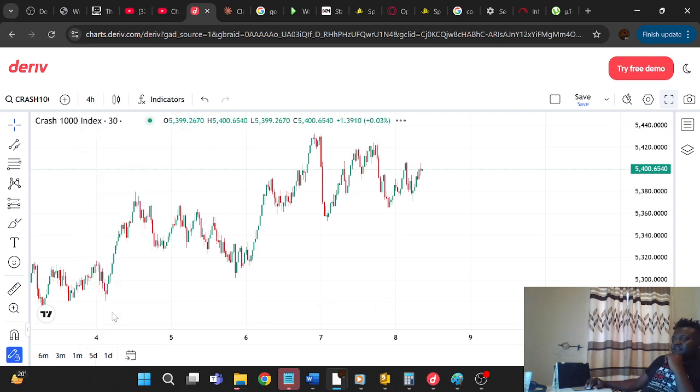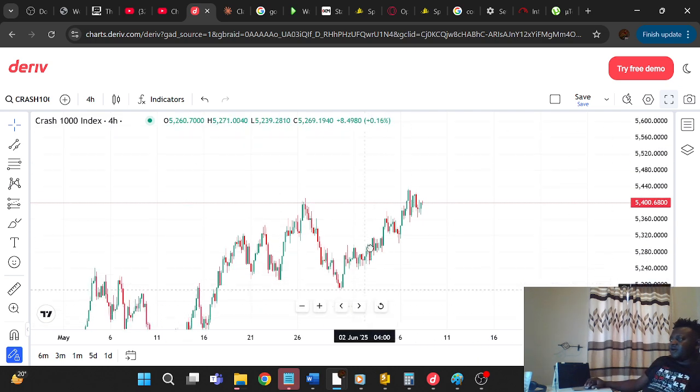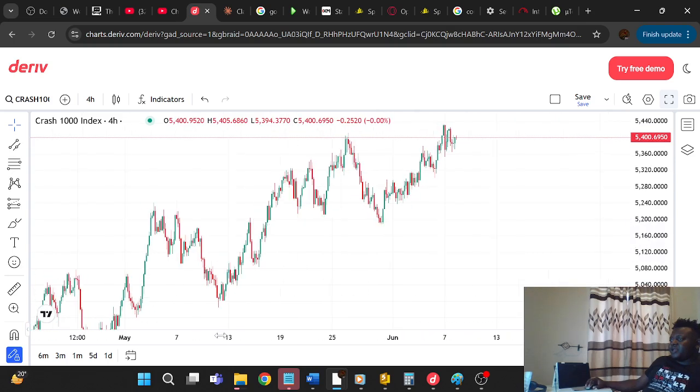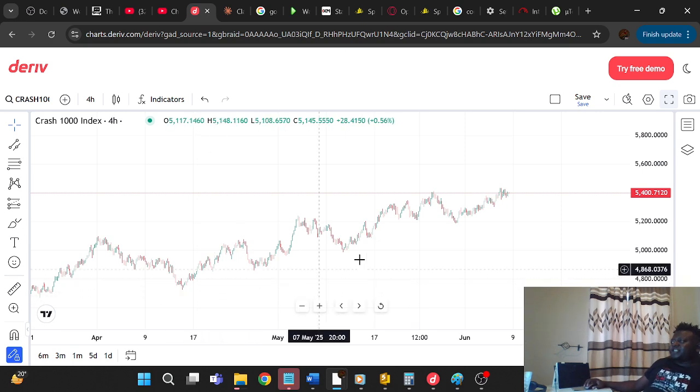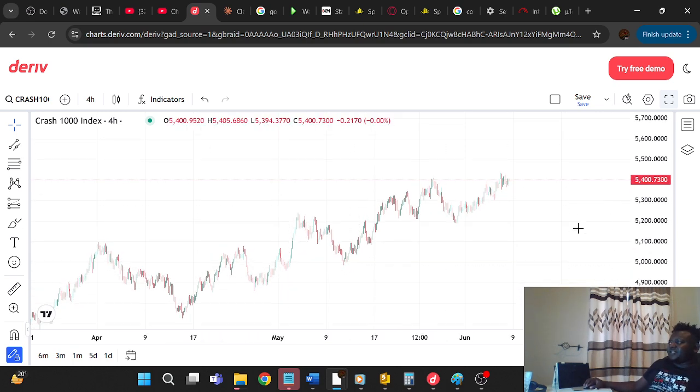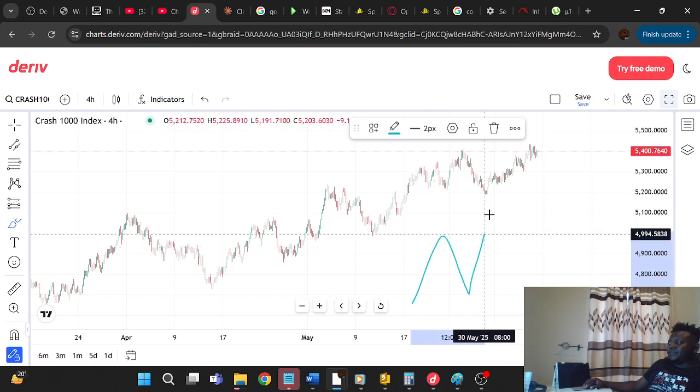Like I always say, the first thing you should do is move on to a bigger time frame. We are now on the 4-hour time frame. Okay, we zoom out. Now you can see we have the 4-hour time frame and we can see that we are currently in an uptrend. Like I said guys, this is an uptrend.